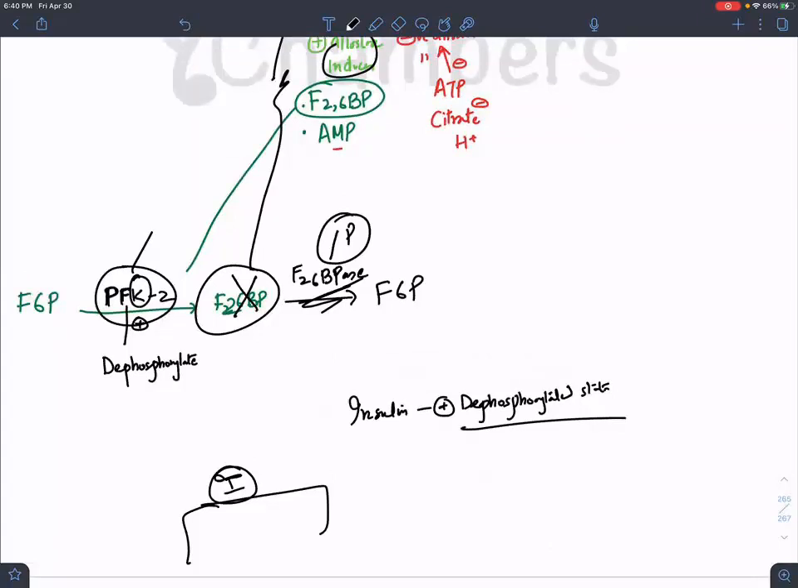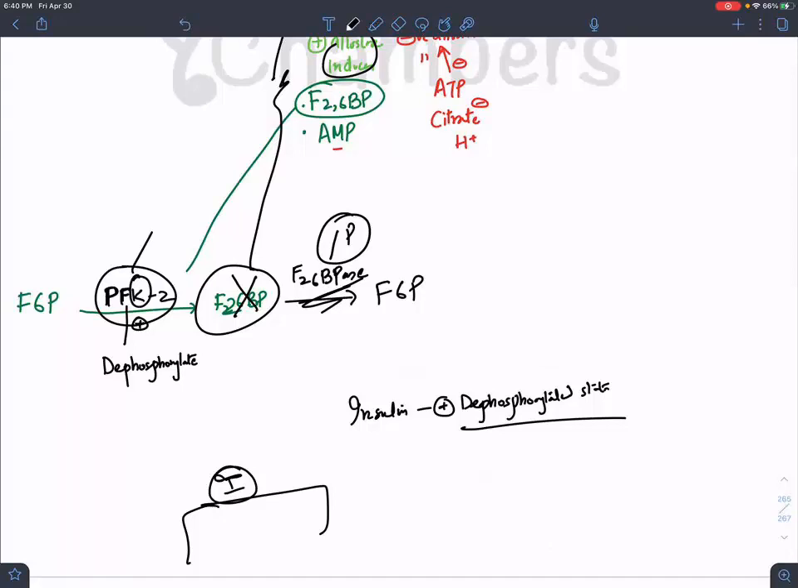Which of these two enzymes, PFK2 or fructose 2,6 bisphosphatase, is active in the phosphorylated state inside the cell? If glucagon is doing the phosphorylation, it is the fructose 2,6 bisphosphatase. So with the phosphatase active, I will be having less amount of fructose 2,6.